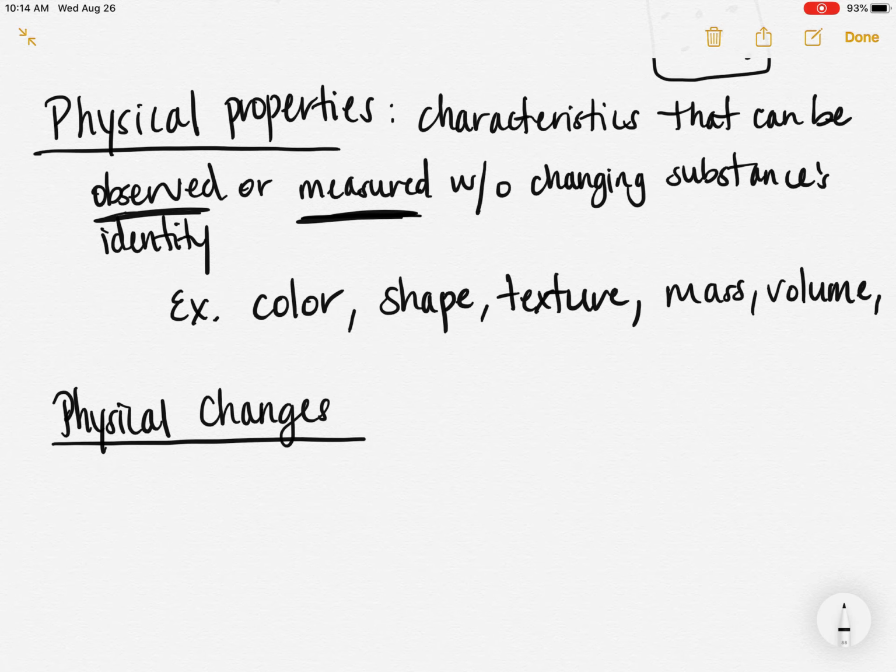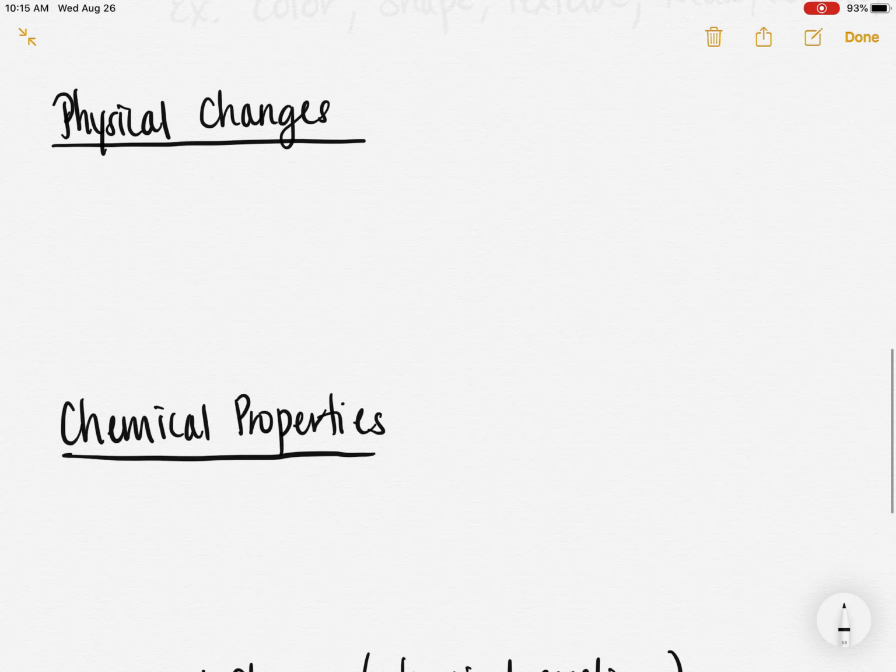So those are all physical properties of a substance that you can observe or measure without doing anything to affect the identity of the substance. We could talk about all kinds of things. You could talk about an apple, right? So physical properties of an apple are that it's red, it's round, it has seeds on the inside. Those are all physical properties.